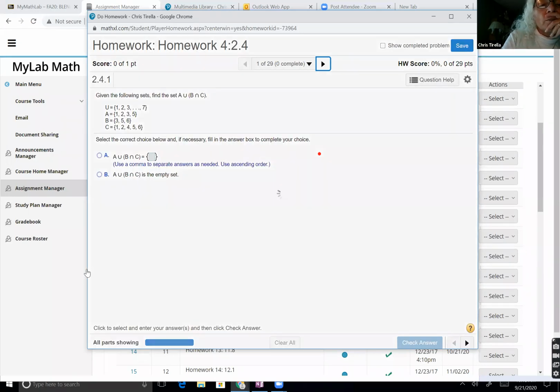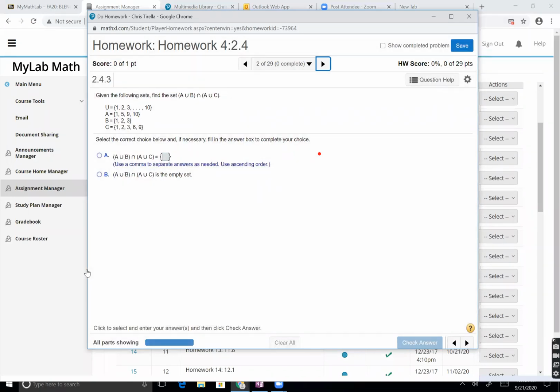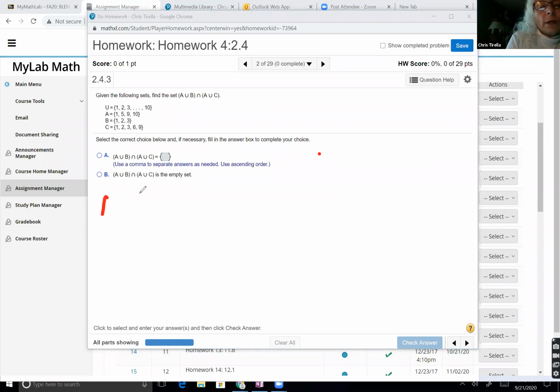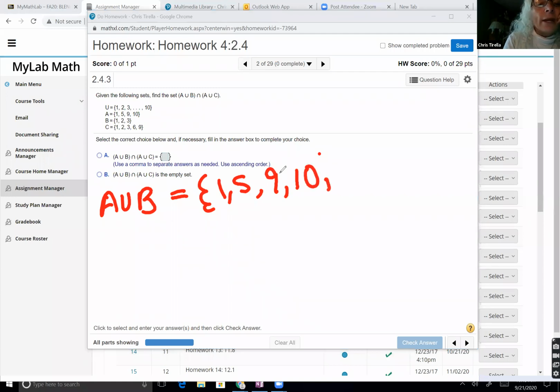Question 2 wants A union B intersect A union C. That's a multi-step question. The first thing we need to do is find A union B. A is 1, 5, 9, 10. I want everything from A, and then I want to add everything that's in B. What's in B? 1, 2, 3. 1's in there already, so I'll add 2.